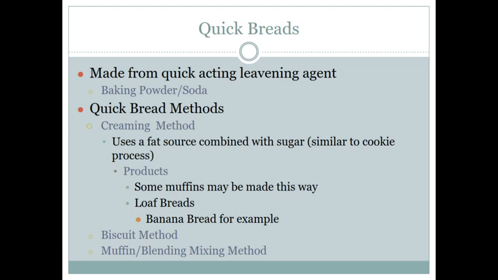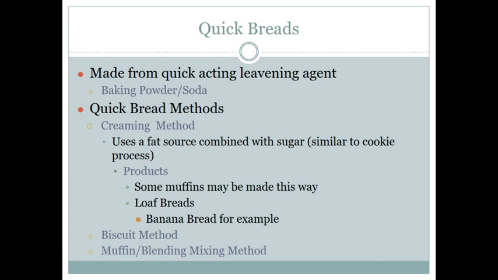The creaming method is when you combine a fat source with sugar. The best thing to picture is when we make cookies. That first step in making cookies is combining your fat source, which is commonly butter, with sugar, and then you cream that together. That's the creaming method. That's all it is, you guys. We've done this in class before when we made cookies.